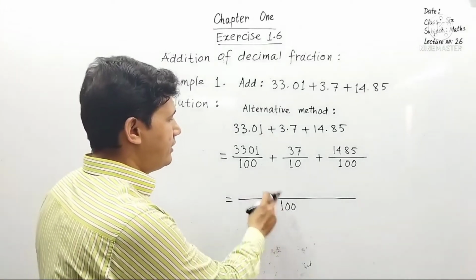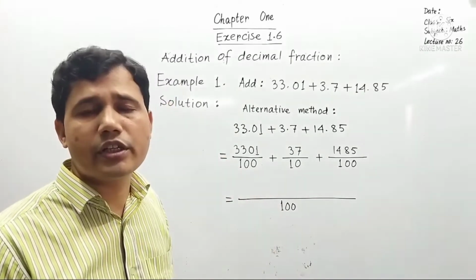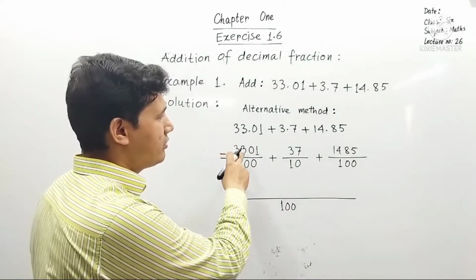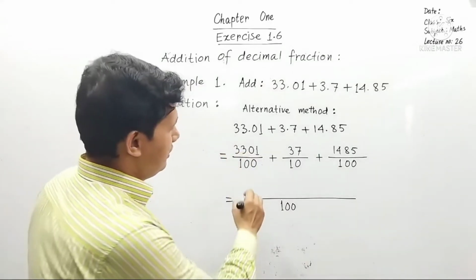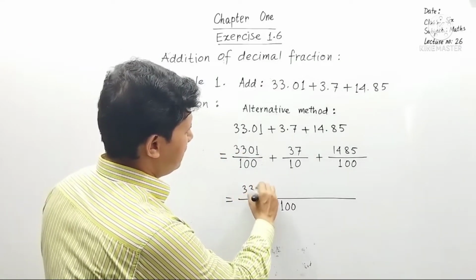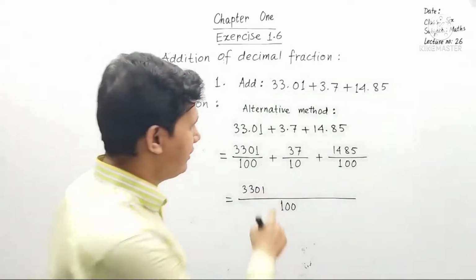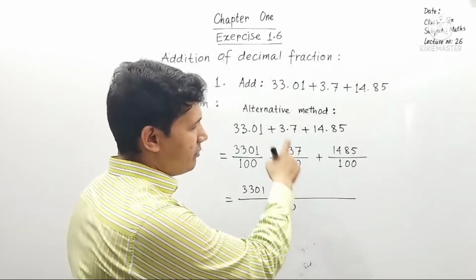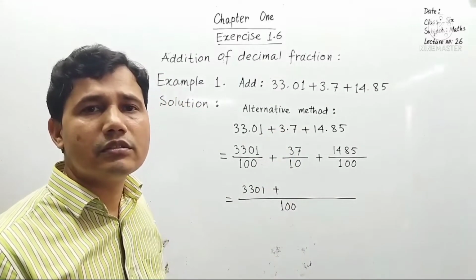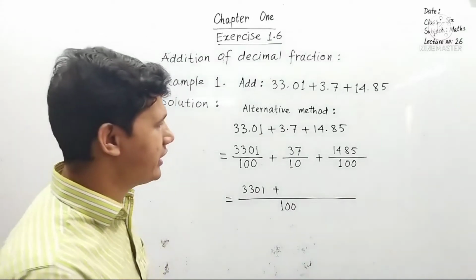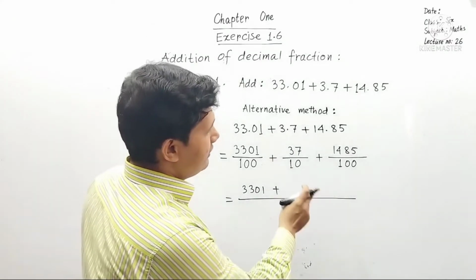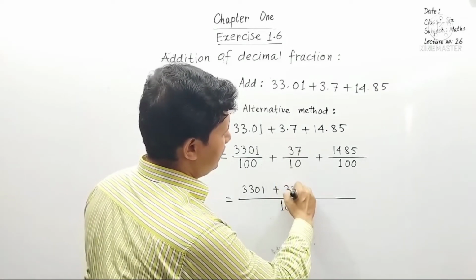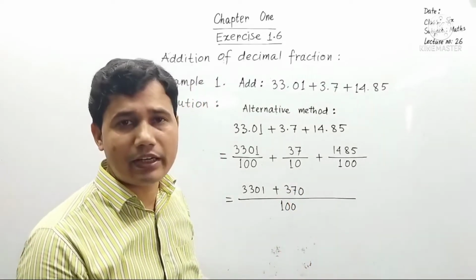Then 100 divided by 100 is equal to 1. Quotient is 1. 1 will be multiplied with the numerator 3301 into 1. You will get 3301. Then this sign plus. This 100 again will be divided by 10. How many times will it go? Yes, 10 times. And quotient 10 will be multiplied with this numerator 37. Then it will be 370 after multiplying by 10.